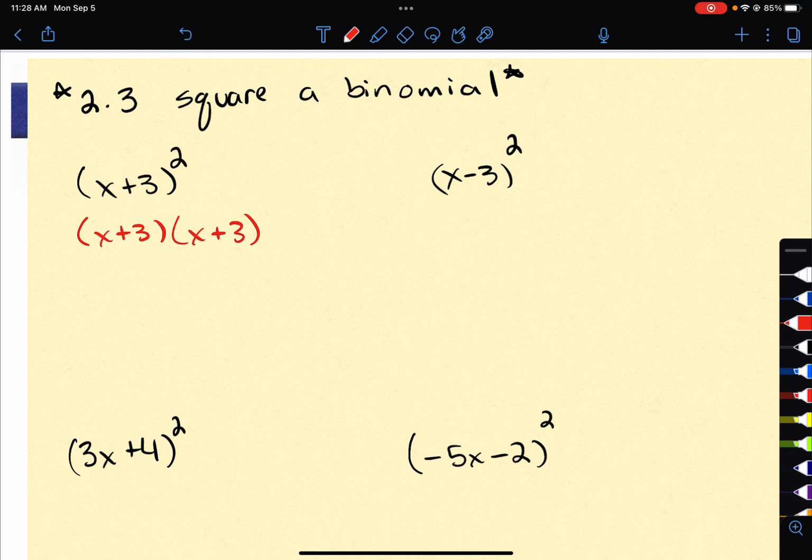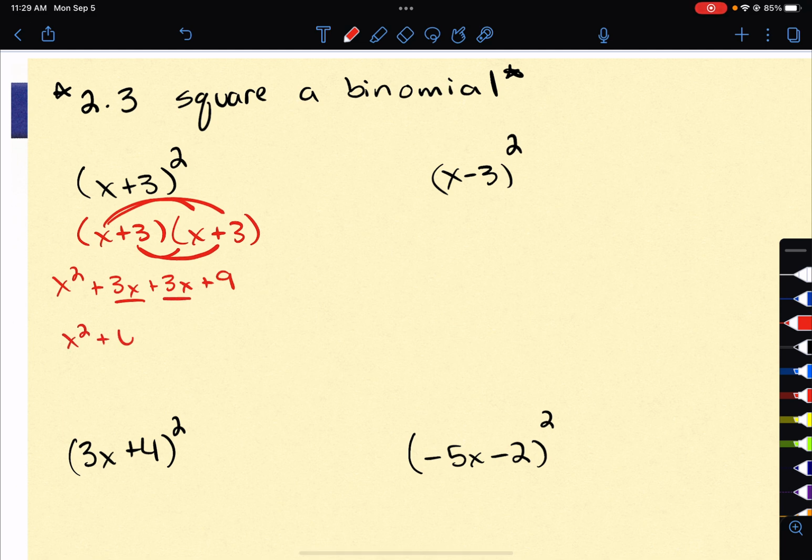So when I do that, again, I'm going to do this the long way, and we're going to start to notice some patterns, okay? x times x is x squared. x times 3 is 3x. This 3 times x is another 3x, and this 3 times 3 is 9. So notice 3x showed up twice. So this becomes x squared plus 6x plus 9.